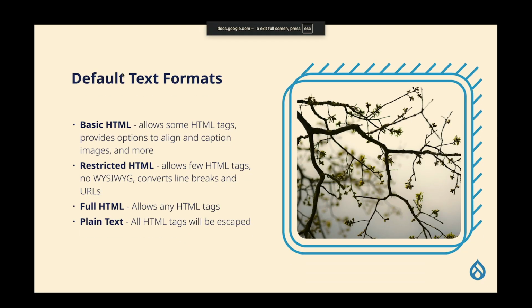So, as we've talked about, basic HTML as the default format out of the box with Drupal core is going to allow some HTML tags in, and it's also going to provide some formatting options around inserting images, how to align certain things, providing captions for images, and a few other things. Restricted HTML, I haven't really used that much, honestly, in production websites. I think it's meant for more like comments and kinds of things where you probably want to allow some tags, but not necessarily provide an actual visual editor for those things. It'll do things like convert URLs and line breaks automatically into their HTML equivalents.